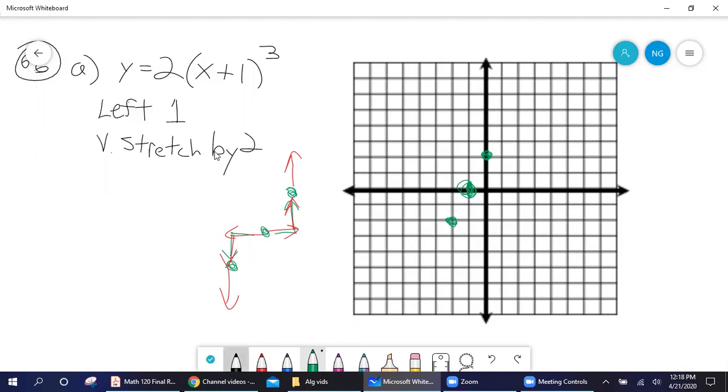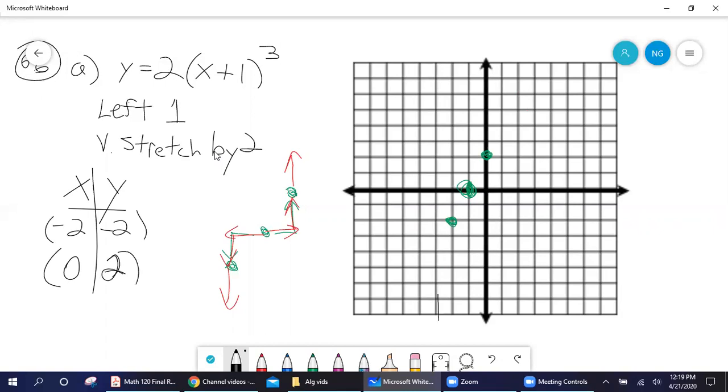Remember, what you can always do on these is make a little XY graph, or sorry, table. Since I knew this moved left 1, -1 was my first point, I'd like to pick a point on either side of that, like -2 and 0 for x. If I plug -2 into the function, it outputs a -2. If I plug 0 into the function, it outputs a 2. Those are other points on this graph. And so I get a more stretched out cubic function.